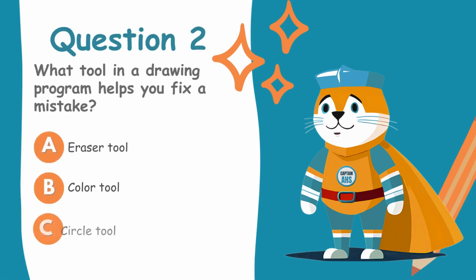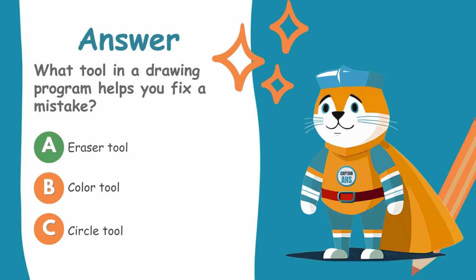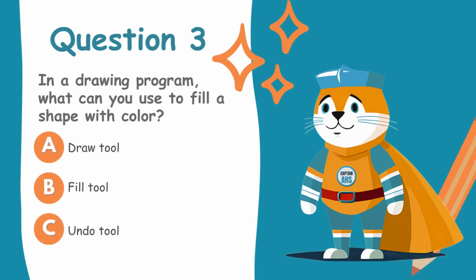What tool in a drawing program helps you fix a mistake? Option A, eraser tool. Option B, color tool. Option C, circle tool. The answer is Option A, eraser tool.